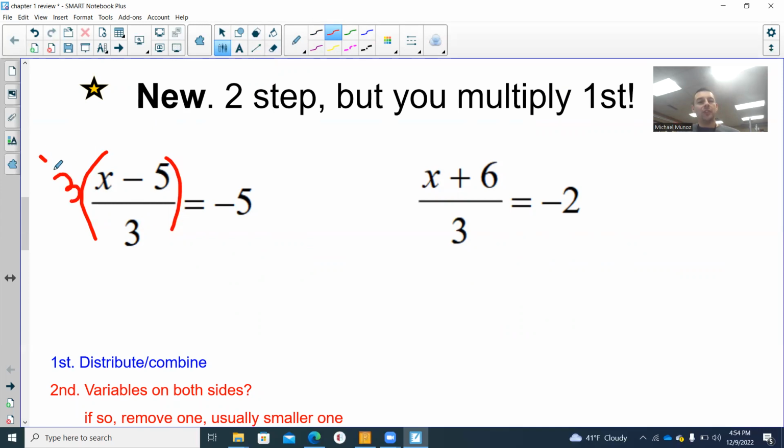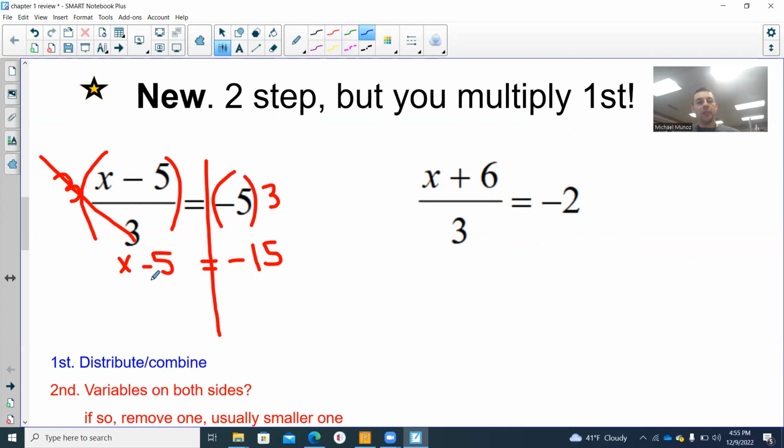In that way, these 3's are going to cancel each other out, leaving me with x minus 5. But what I do on one side, I have to do the other. Since I multiplied by 3 over here, I'm going to multiply by 3 on this negative 5. Negative 5 times 3 is going to be a negative 15. Then I just want to get x alone, so I'm going to get rid of this minus 5 by adding 5 on both sides. And x is going to equal a negative 10.